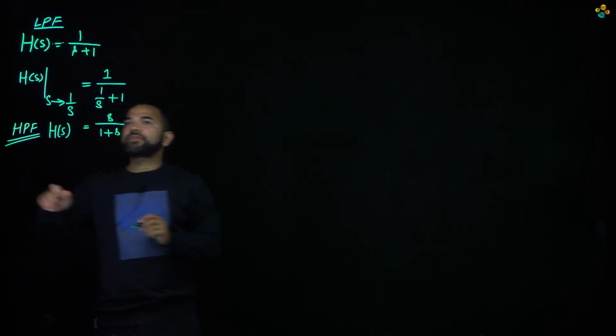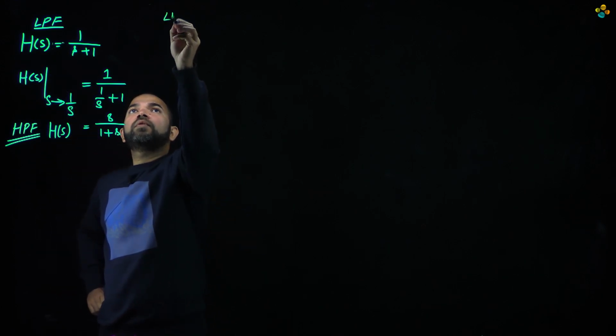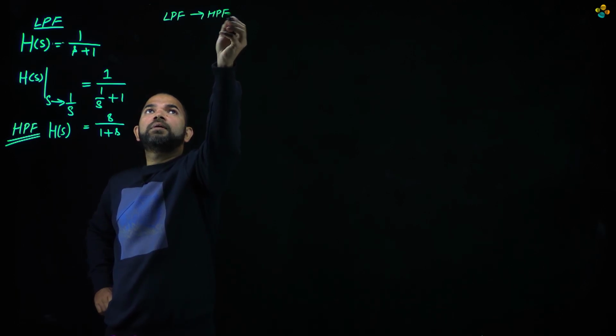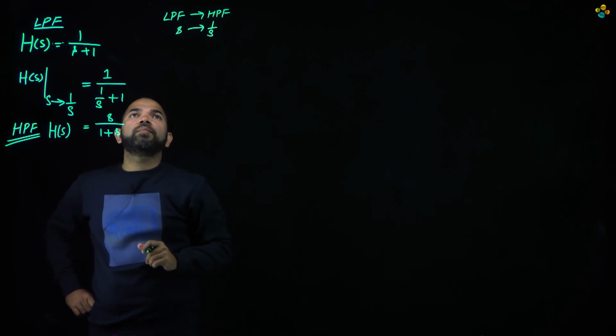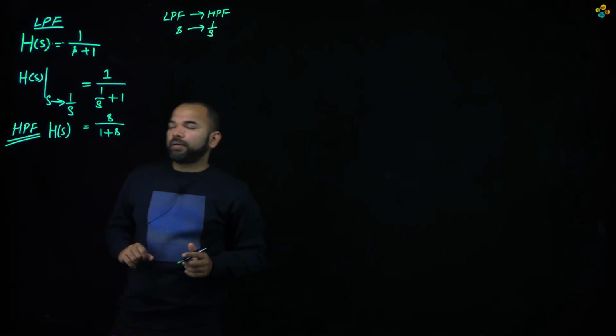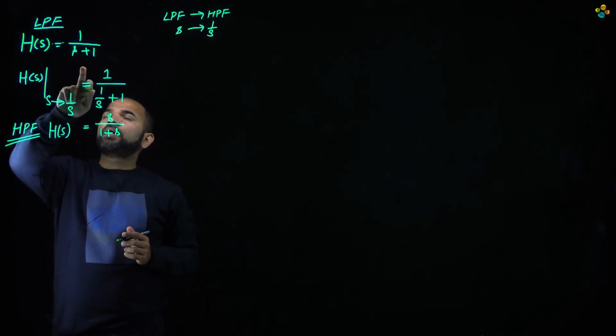Okay, so what we have seen is, if you have a low pass and you want to convert the low pass filter to a high pass filter, you need to change S by 1 by S. Isn't that simple?